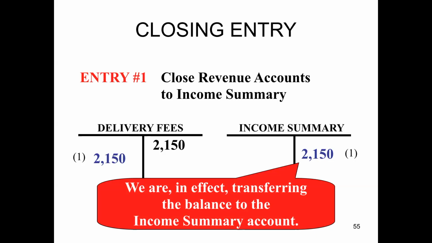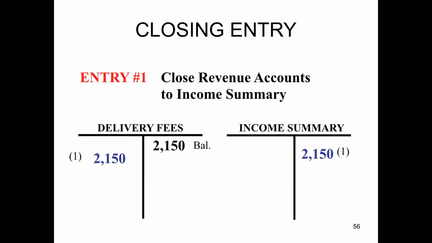So in effect, the income summary account now has a balance of $2,150. Debit delivery fees $2,150 and credit income summary $2,150. Right now the balance of delivery fees is 0 because we have already transferred the 2,150 to income summary.